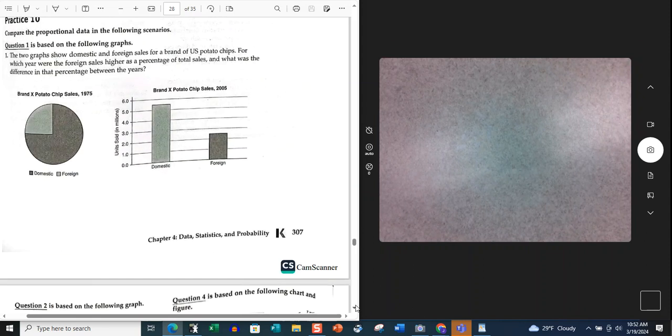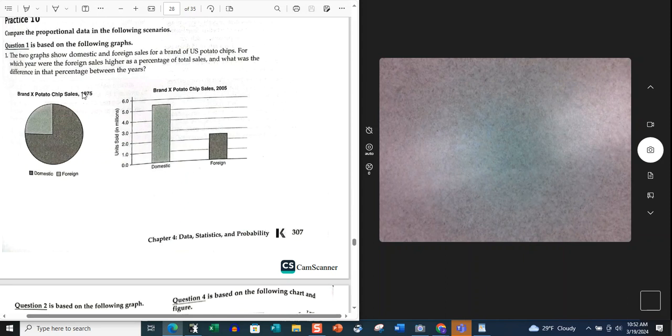Okay, now it says compare the proportional data in the following scenarios. Question 1 is based on the following graphs. The two graphs show domestic and foreign sales for a brand of U.S. potato chip. For which year were the foreign sales higher as a percent of total sales, and what was the difference in that percentage between the years?